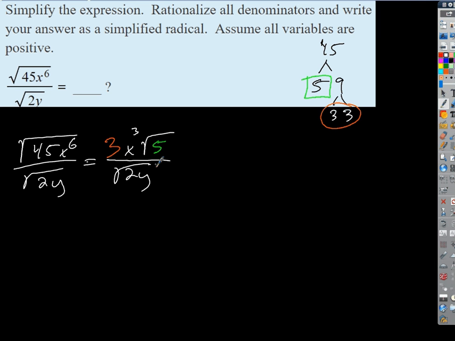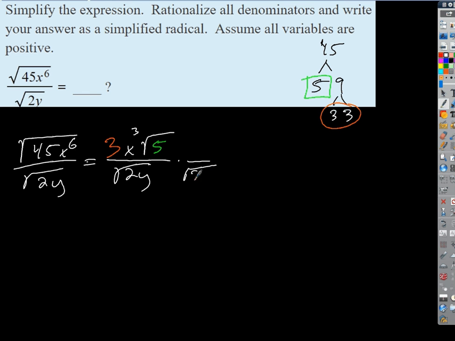Yes, ma'am? So if you have something outside of the radical on the bottom, do you just multiply that on the inside? Yes, you do. Good question. So what if you had a number out in front, you still just multiply by the radical part, top and bottom? Okay? Good question.